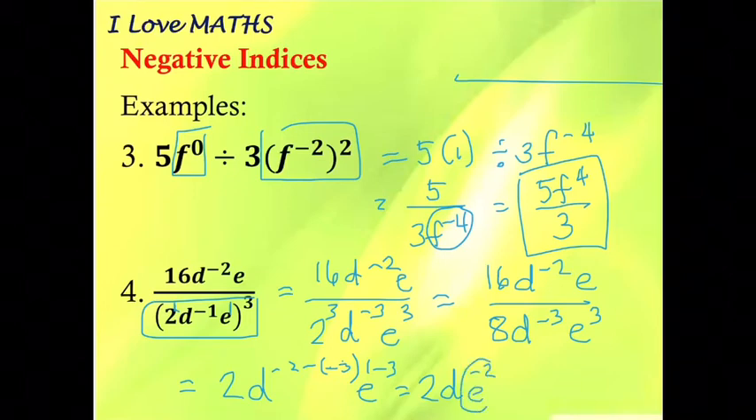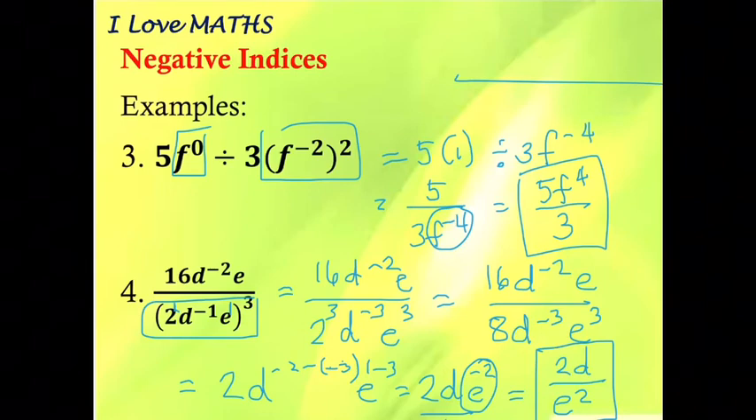Since we still have a negative index, which is 2, and part of the numerator, bring it down to the denominator. This is actually over 1. So it will become 2d all over e, but make its index positive 2. So the answer is 2d all over e squared.